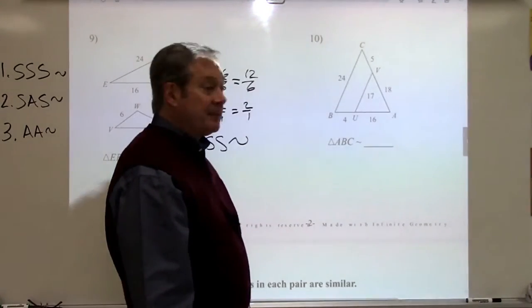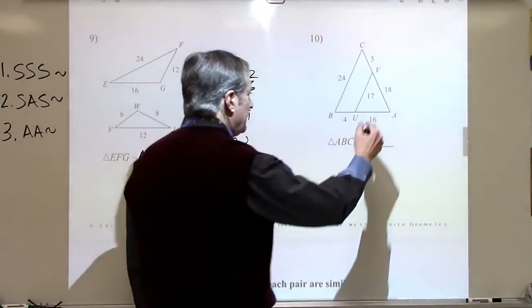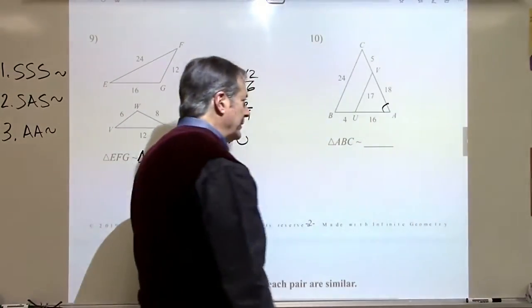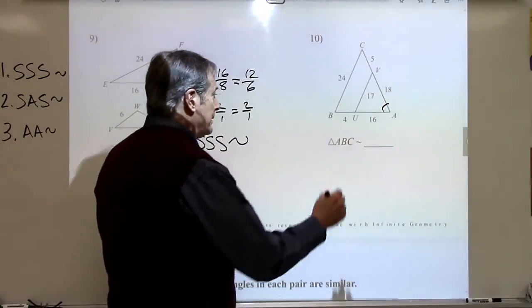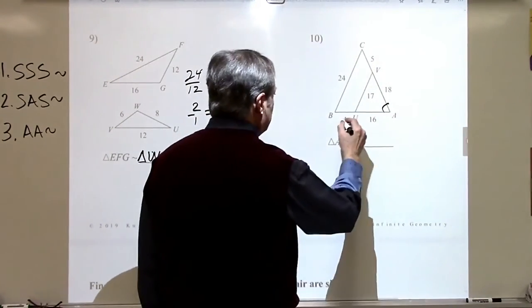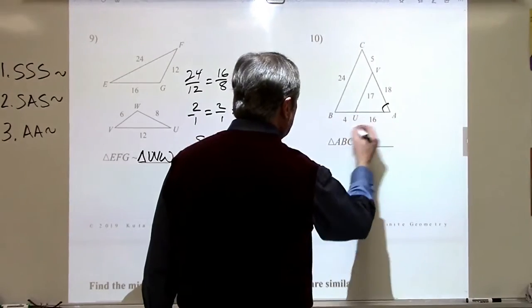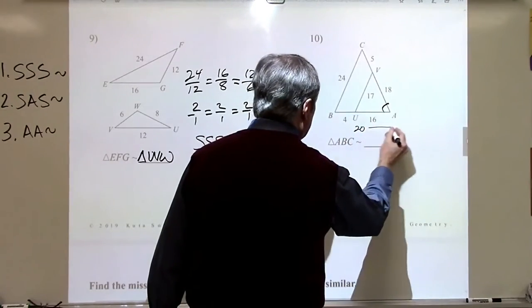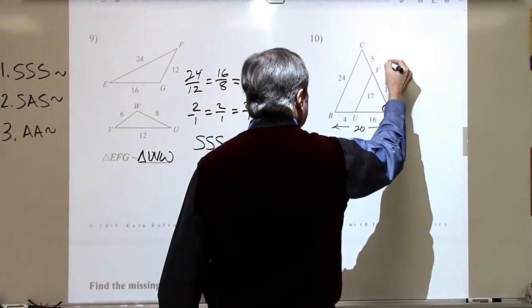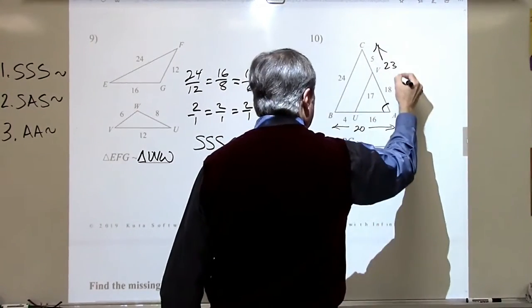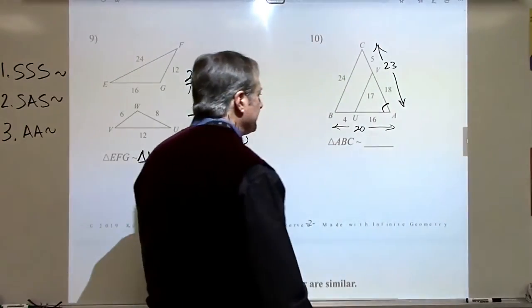All right, number 10. Again, by now you should be used to noticing a common vertex, so that means the angles are identical, they're congruent. And since this piece is 4 and that's 16, this whole length, the big triangle, is 20. 5 and 8, that big thing is going to be 23.